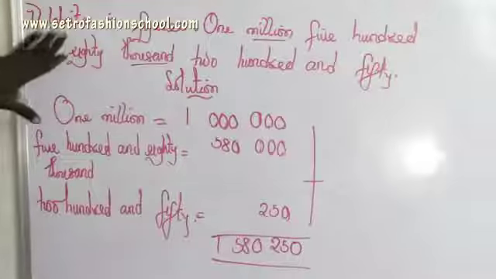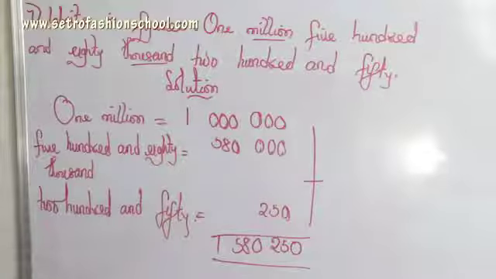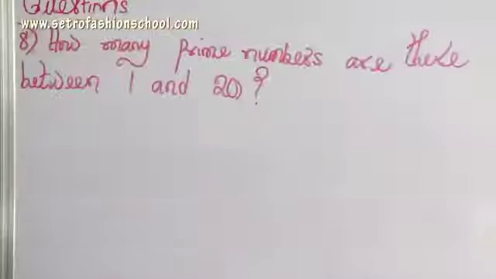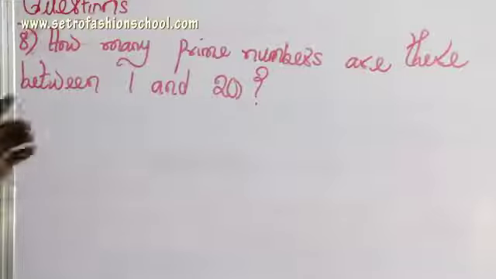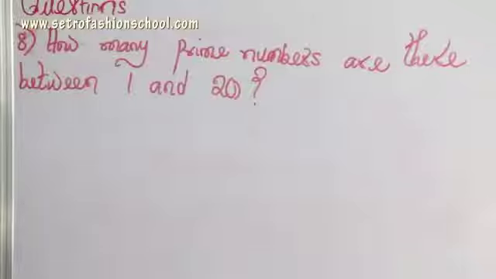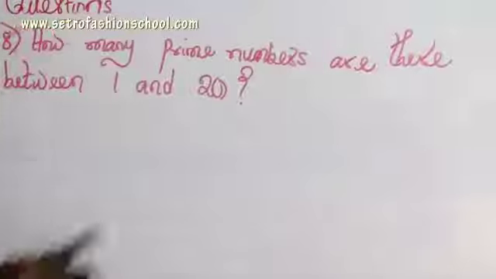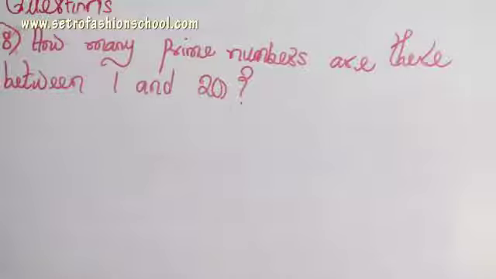You can go back to it again and try the question again, then see what your result will be. The question says, how many prime numbers are there between 1 and 20? What are we saying here? Like I said before, prime numbers are numbers that have 2 factors, and the 2 factors are 1 and the number itself. Which means these 2 numbers can divide the number without any remainder.